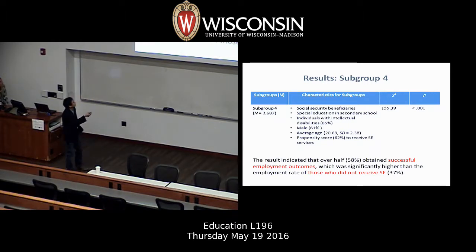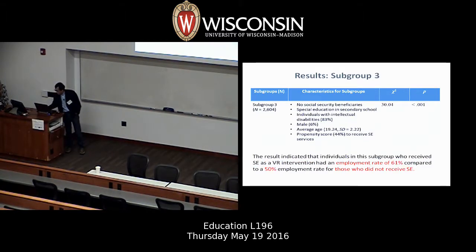So basically, the description of this group will be 85% intellectual disabilities, 61% male, average age is about 21 years old, propensity score to receive 62%. And let's take a look at the data for this group.